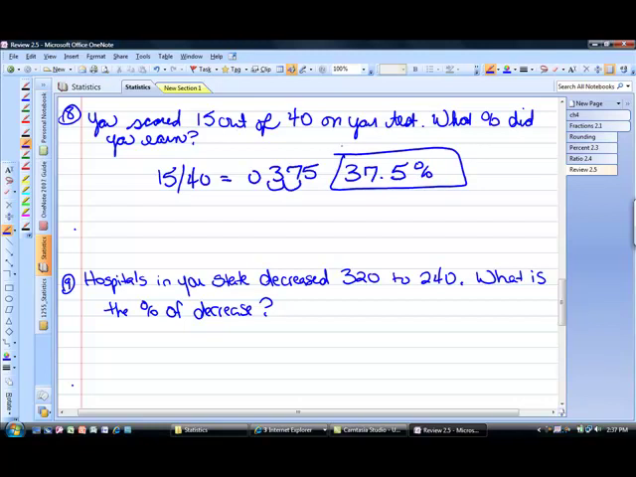Last year, hospital admissions in our state decreased from 320 to 240. What is the percentage of decrease? We're going to subtract 240 from 320, and that gives us 80.